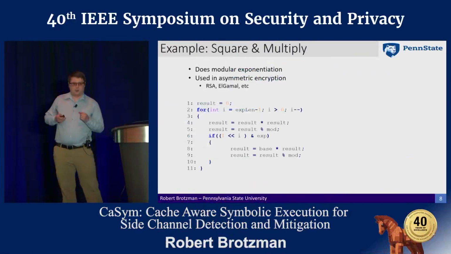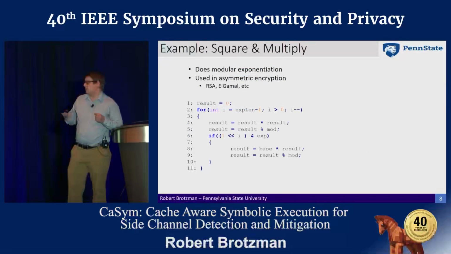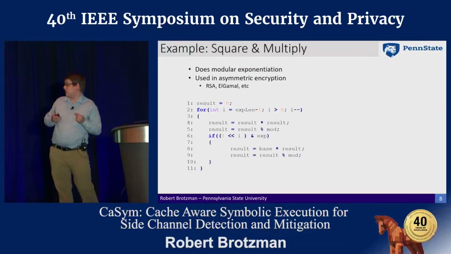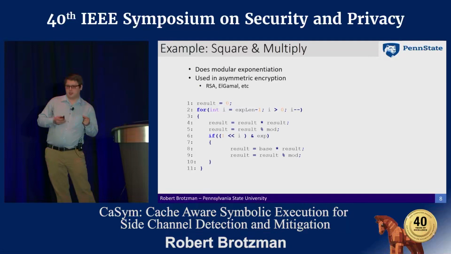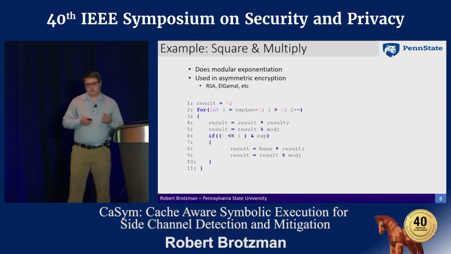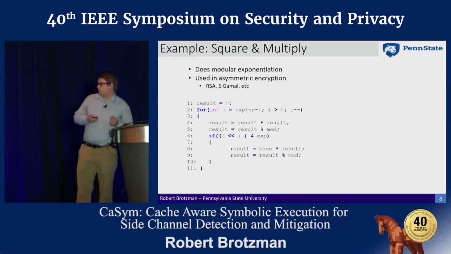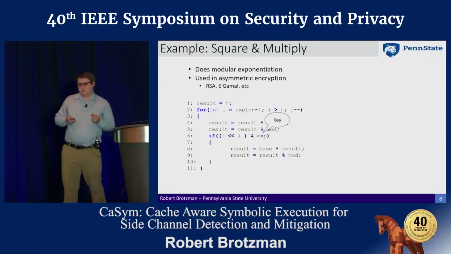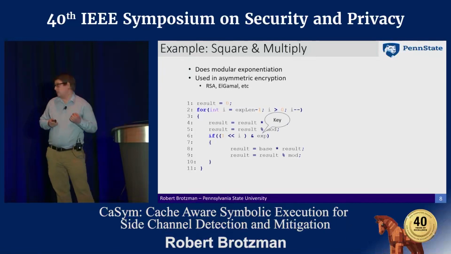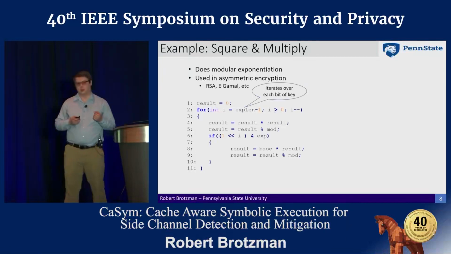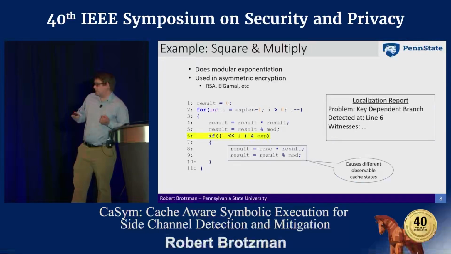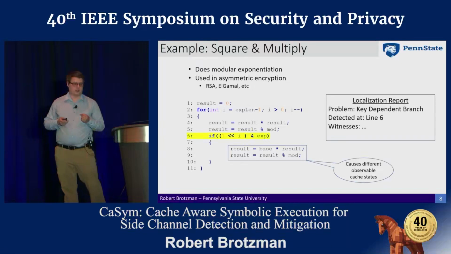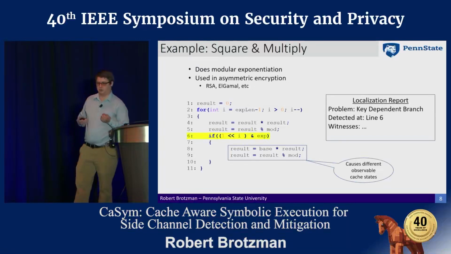So to go over an illustrative example, we talk about the square multiply algorithm, which is used in modular exponentiation. This is commonly used in asymmetric cryptography. In these cases, the exponent is typically the private key, and here the loop is going to iterate over every bit of the key. And you see on line 6 that there's a key-dependent branch, and inside of the branch it's going to access some data that wouldn't be accessed if the branch wasn't taken.